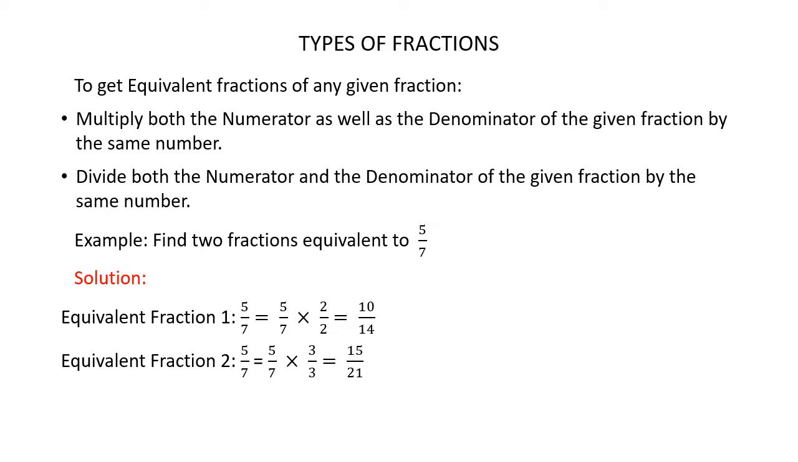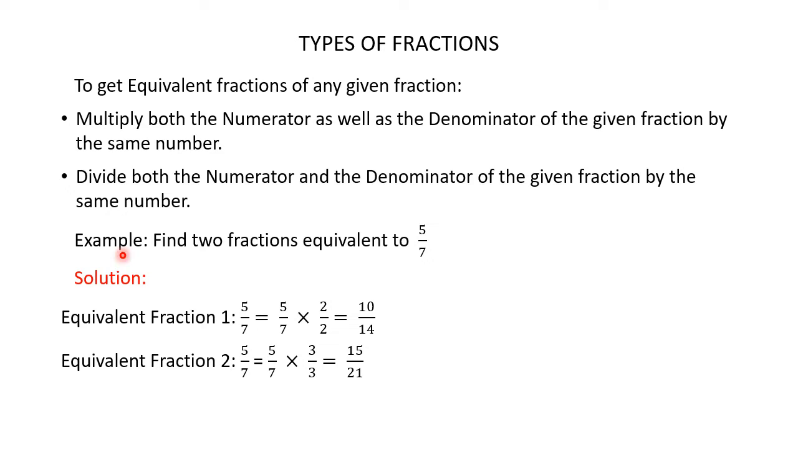Now let's learn how to find equivalent fractions of any given fraction. To get equivalent fractions of any given fraction, you have to multiply both the numerator as well as the denominator of the given fraction by the same number. Or you have to divide both the numerator and the denominator of the given fraction by the same number.